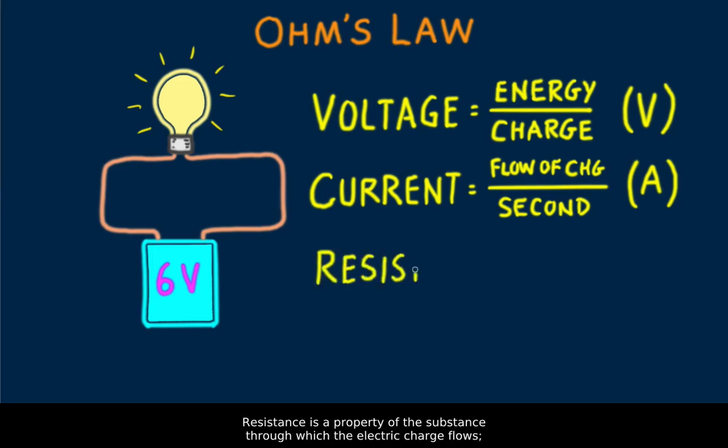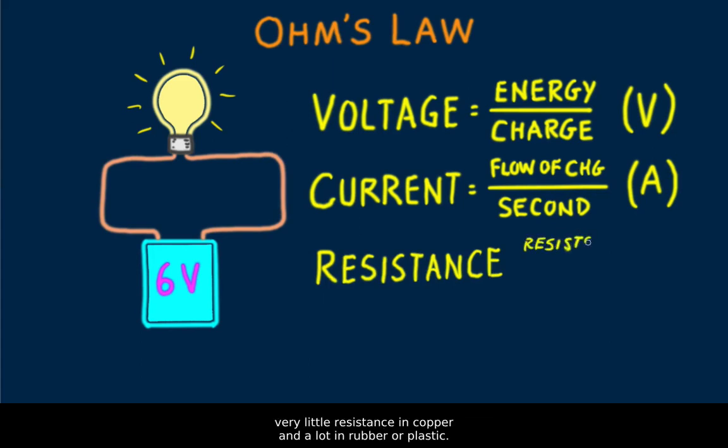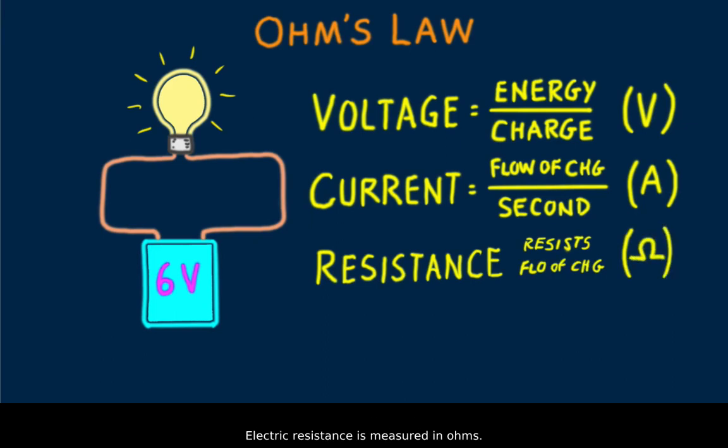Resistance is a property of the substance through which the electric charge flows. Very little resistance in copper and a lot in rubber or plastic. Electric resistance is measured in ohms. The standard abbreviation for the ohm is the Greek letter omega. Like the song, Ohm, Ohm on the Range.